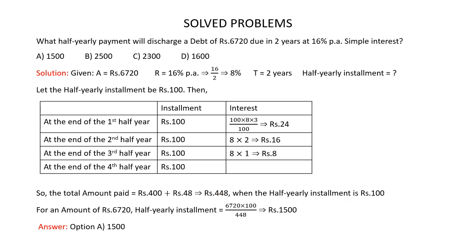If the amount is rupees 6,720, then the half yearly installment is 6,720 multiplied by 100 divided by 448. On solving this, we get the half yearly installment as rupees 1,500. So the correct answer is option A, 1,500.